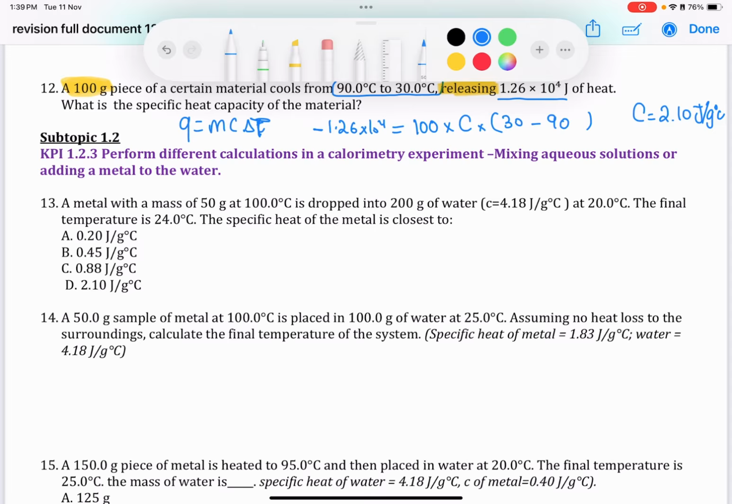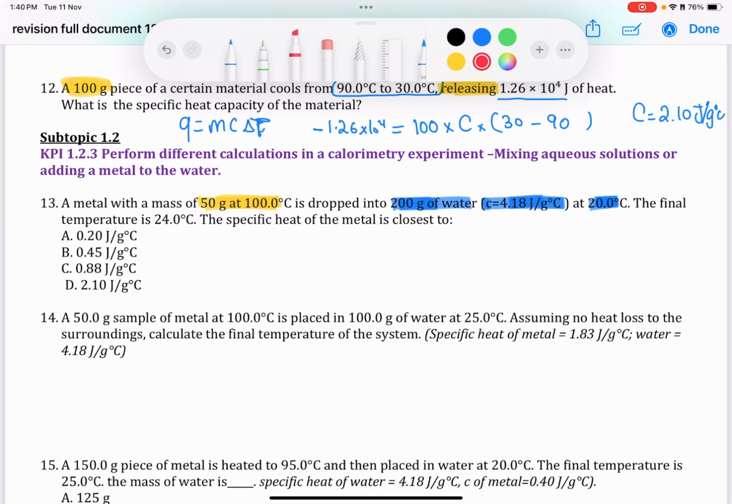Now moving on to topic 1.2. A metal with a mass of 50 grams at 100 degrees Celsius is dropped into 200 grams of water with a specific heat capacity of 4.18 joules per gram Celsius, and the temperature of the water is 20.